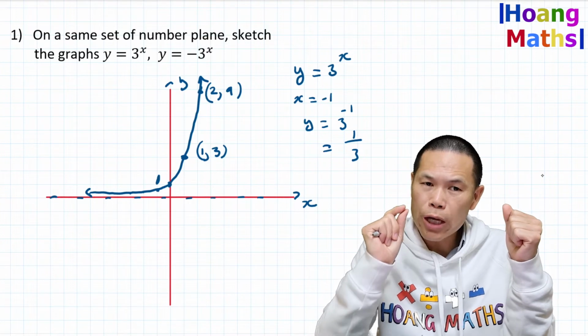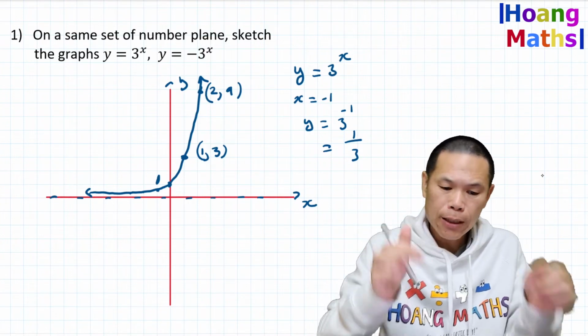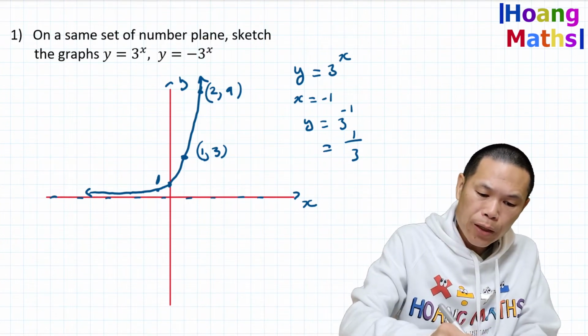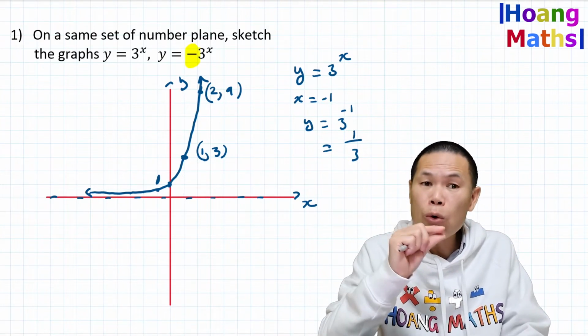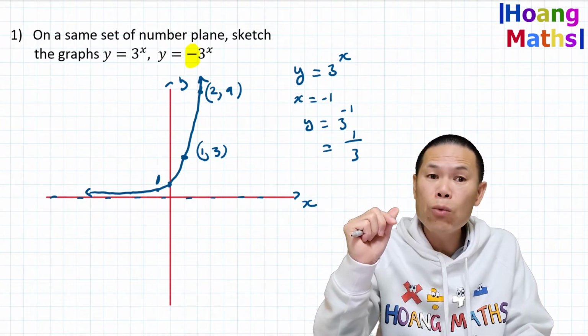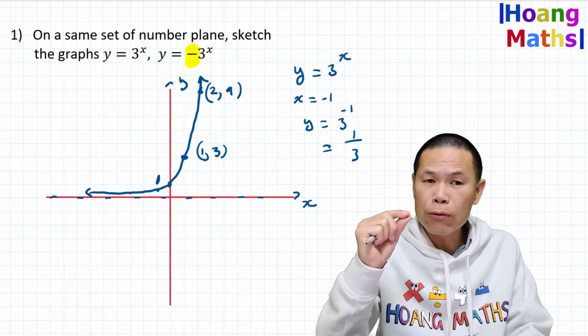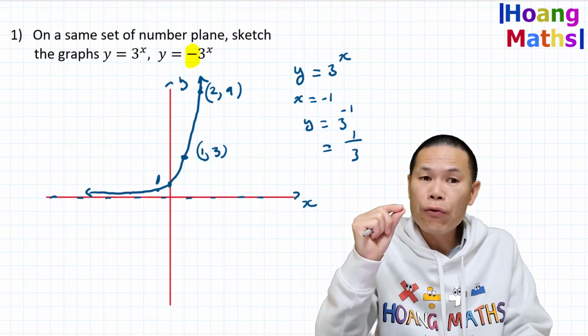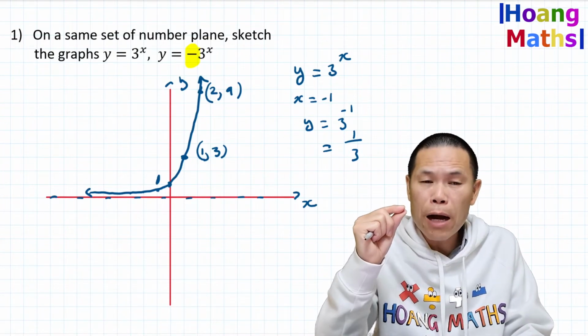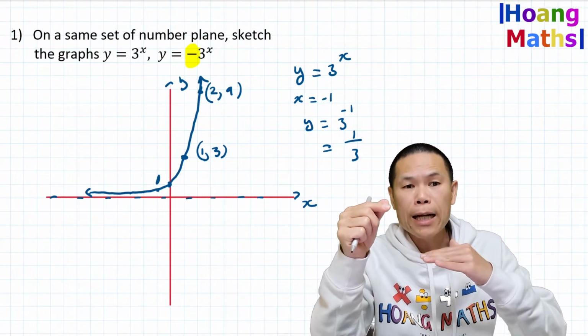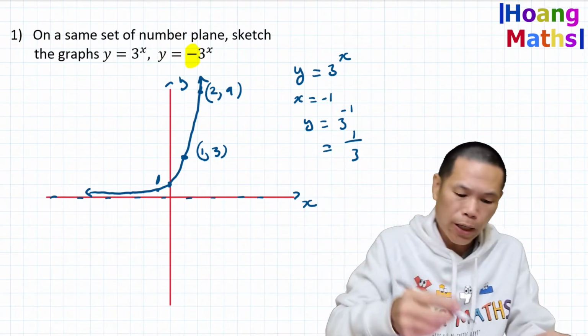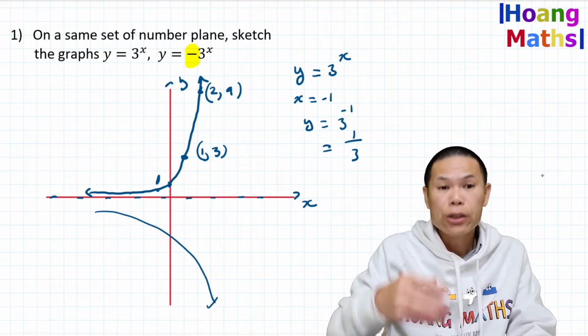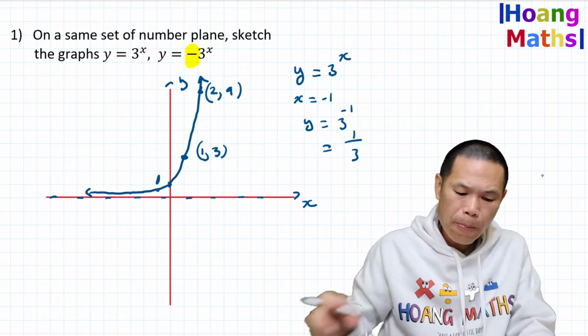Now if you want to sketch negative 3 to the power of x, the negative here means the y value is always negative. In other words, negative 3 to the power of x is the reflection of 3 to the power of x about the x-axis. So it's just flipped this way. So it's just like that. Let me graph it properly.